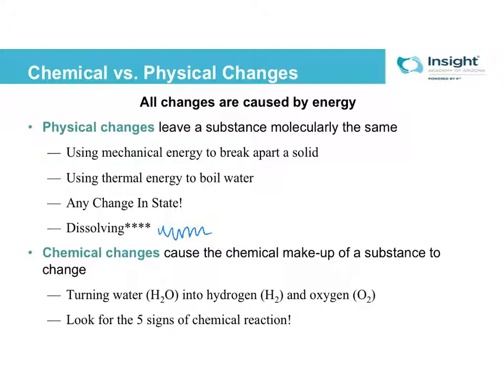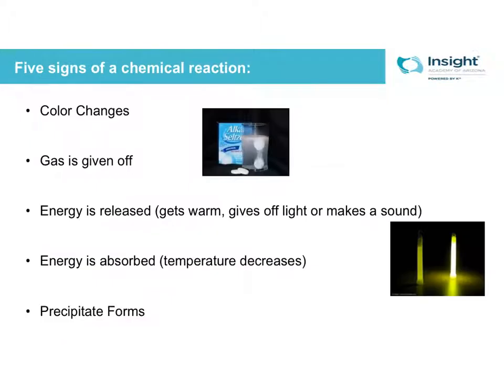Chemical changes, on the other hand, are going to actually change the chemical makeup of your substance. So what you start with isn't the same chemical you end with. Like if you take water and split it into hydrogen and oxygen, that's a chemical change. The easiest way to spot a chemical change is to keep an eye out for common signs of a chemical reaction. There are 5 you want to be familiar with.